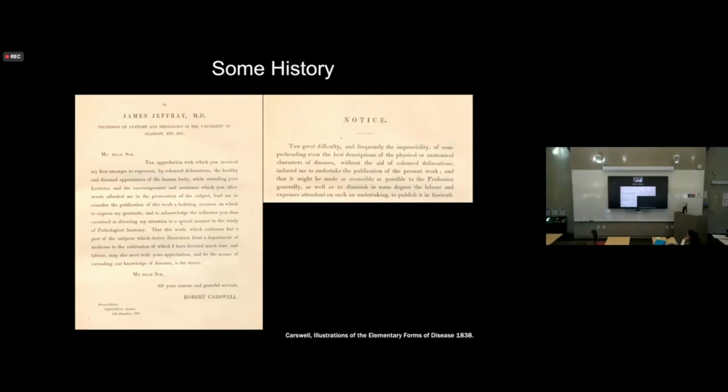And what Carswell said was, the great difficulty and frequently the impossibility of comprehending even the best descriptions of the physical or anatomical characters of disease without the aid of colored delineations induced me to undertake the publication of the present work. So basically what he's saying here is, if we can't see it, it's really hard to understand it, even partially. So this is sort of the motivation for talking about spinal cord imaging and MS and some of the advanced technologies that we're talking about, not necessarily the end all and be all of the methods that we have, but if we can't see it, it's really hard to understand it.